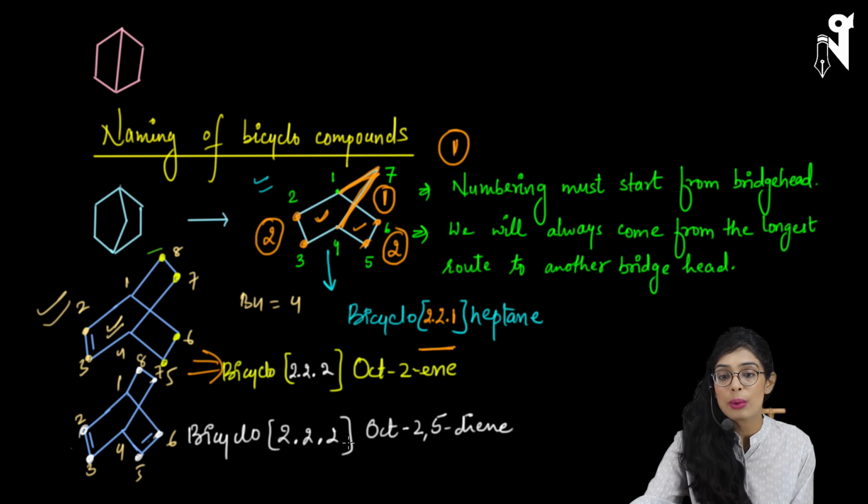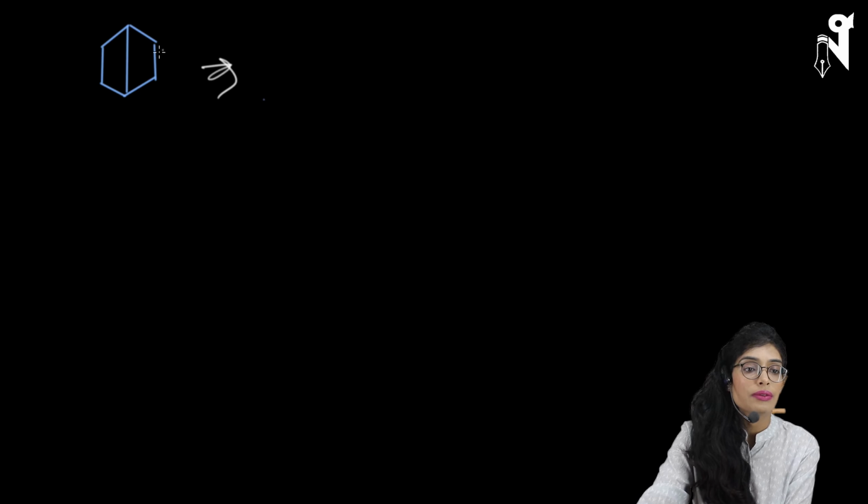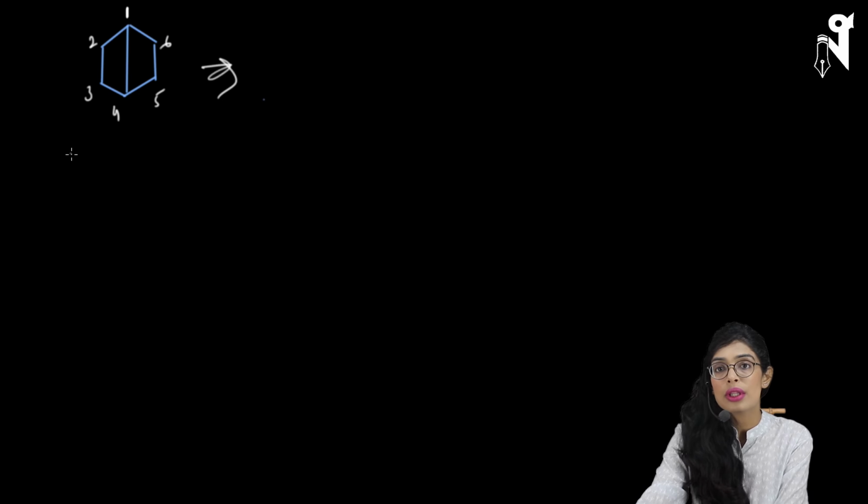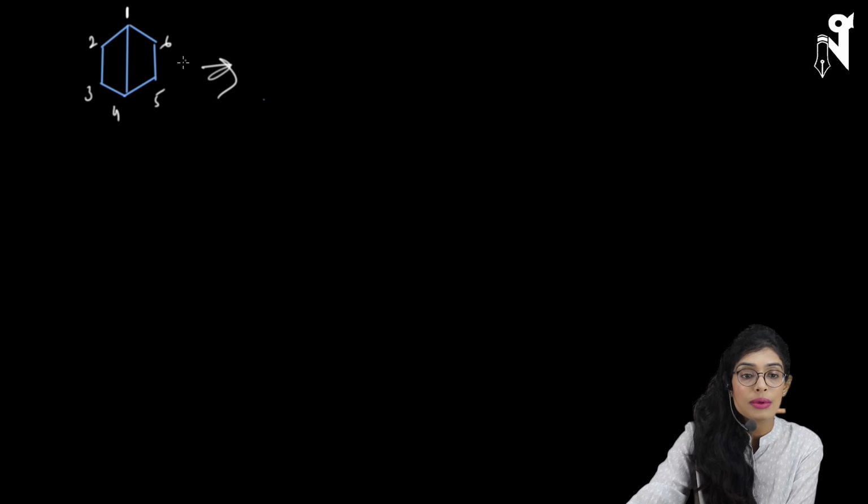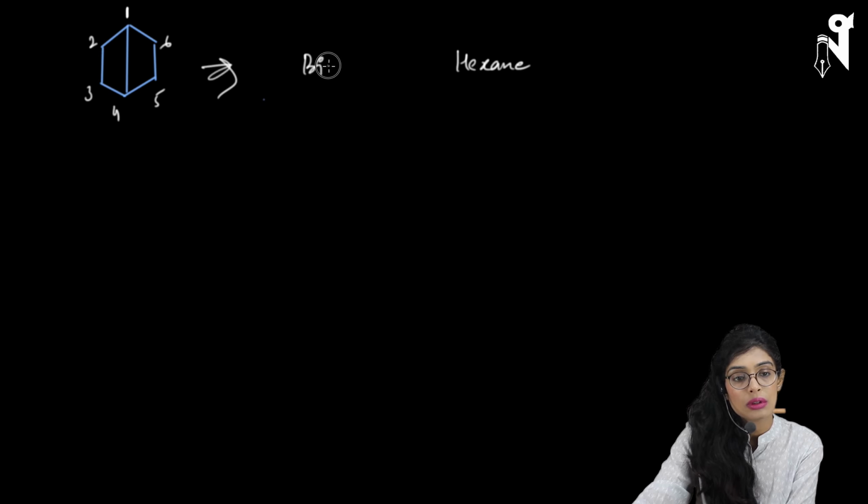Let's see if we have any other question left. Okay, so this is the last one that we have. In this last one, again, we will first of all start numbering from one bridgehead. This is 1, 2, 3, 4, 5, and 6. We don't have any other carbon on the bridge. So total 6 carbons. The name is hexane. Then it is bicyclo. Okay, and then let's fill the numbers over here.